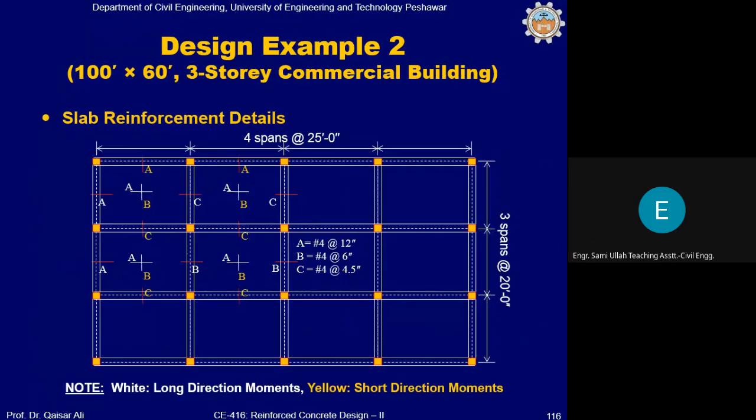So this is the final drafting plan of reinforcement. You can see A is showing number 4 at 12 inch spacing, B is showing number 4 at 6, C number 4 at 4.5 inch. Okay.